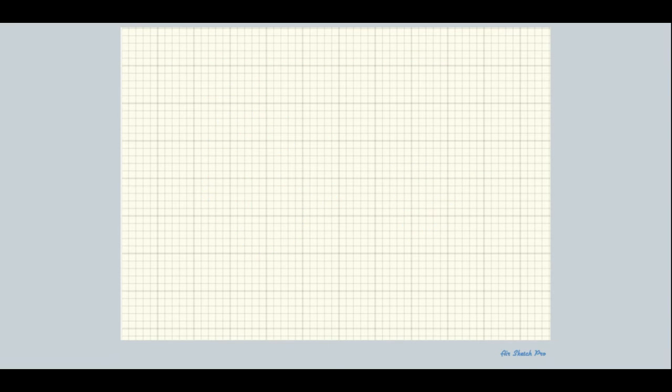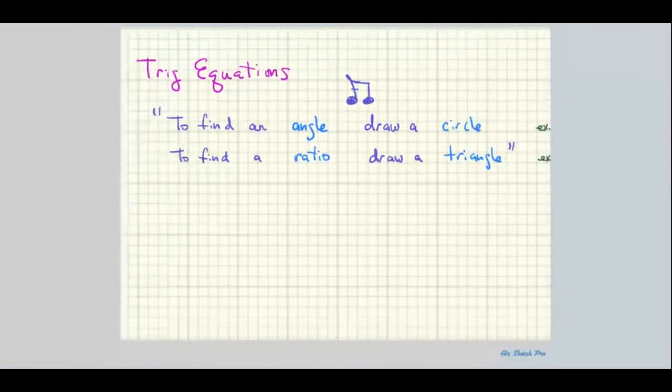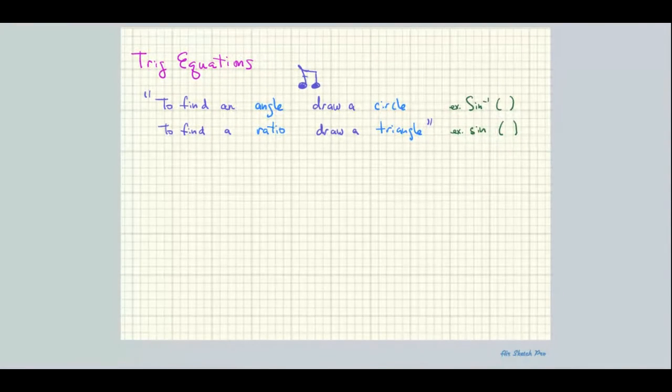Okay. For our next example, I always go back when I'm solving trig equations to remind myself: if I need to find an angle, draw a circle. And to find a ratio, draw a triangle. And that's my ditty for this. Okay? My next equation that I'm going to be looking at right now is this one.